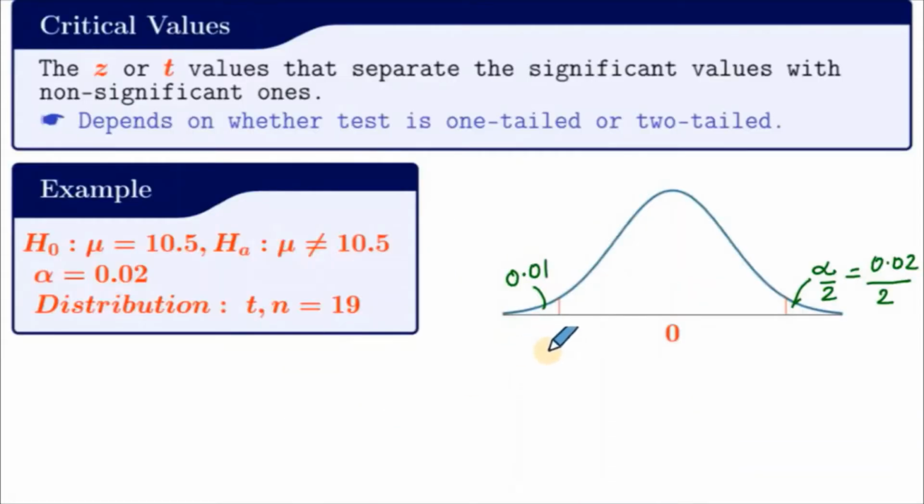Therefore, the critical values are negative 2.552 and 2.552.